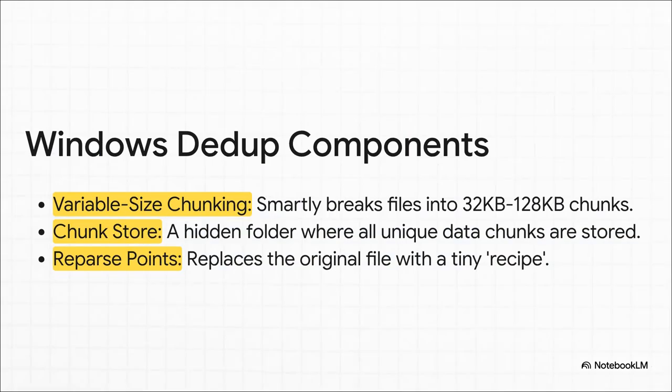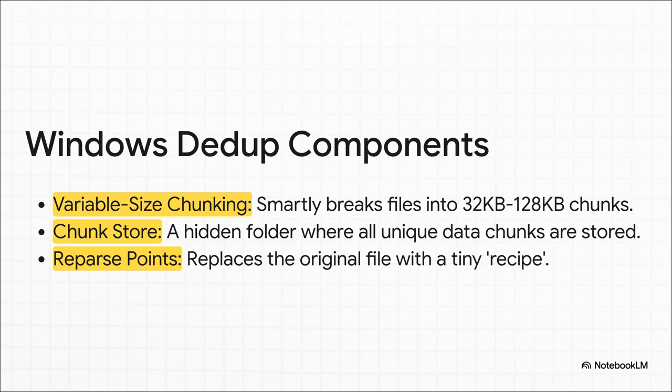So how does Windows pull this off? Well, it's got three main parts to its magic trick. It uses variable size chunking, which is a fancy way of saying if you just change one slide in a huge PowerPoint deck, it only has to save the tiny piece that changed, not the whole file again. All these unique chunks get tucked away safely in a hidden folder called the chunk store. But the real genius, the secret sauce, is something called a reparse point.